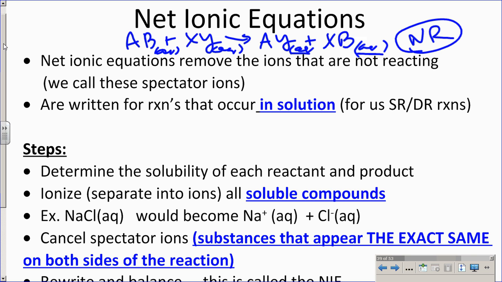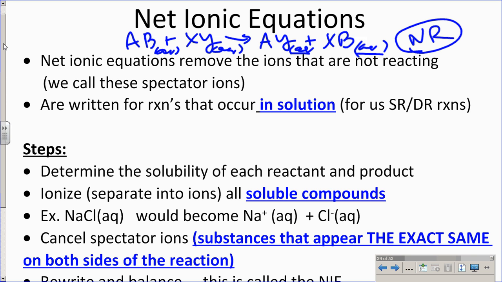Spectator ions. If you go to a sporting event and you watch, what are you called? A spectator. You are the audience, right? Do you participate in the game? No. So you don't do anything. You're just watching. You're not participating. You're not doing anything. That's literally what the ions are doing.